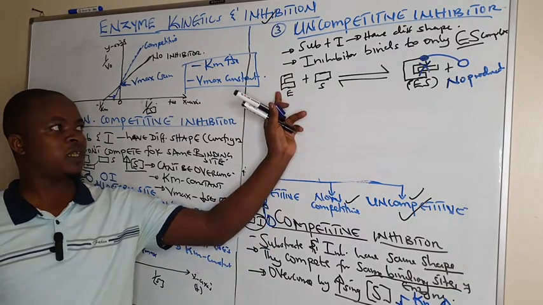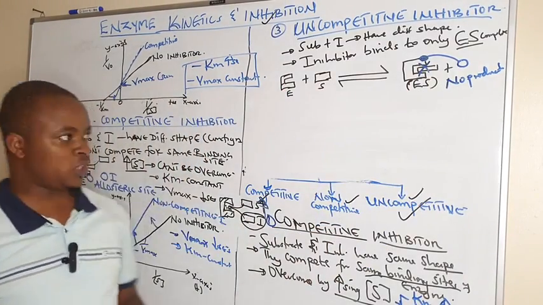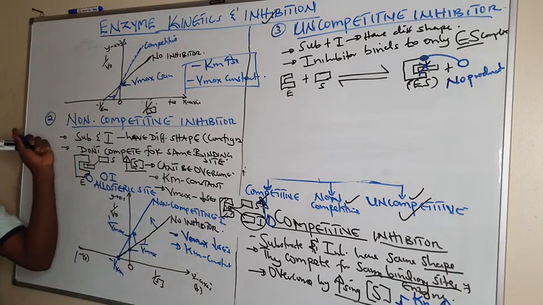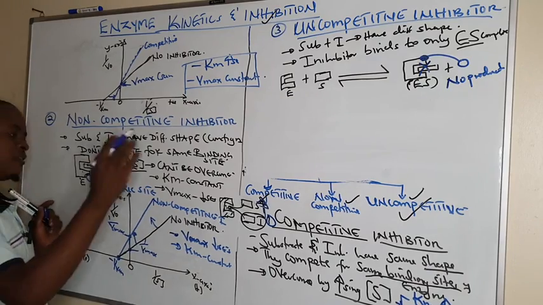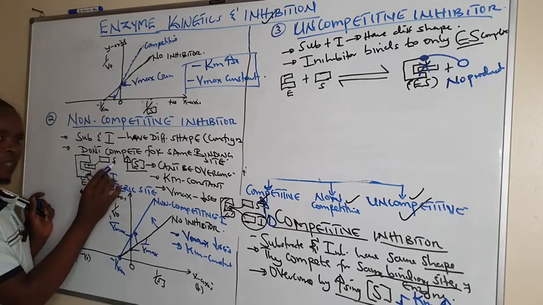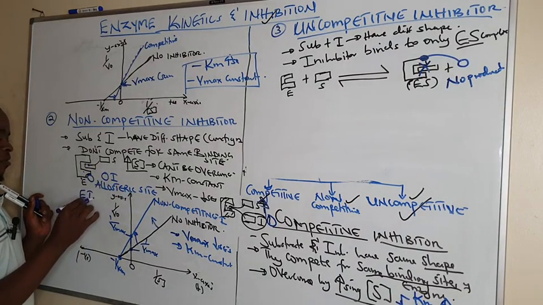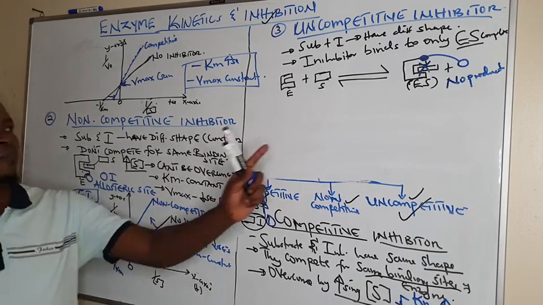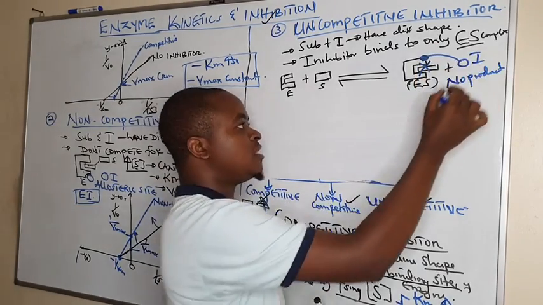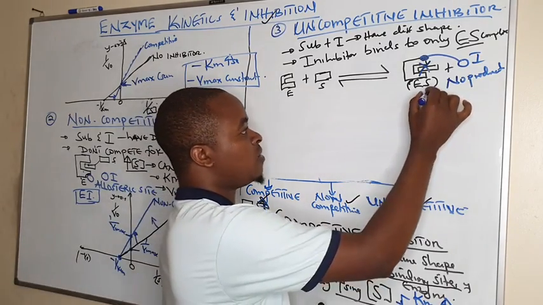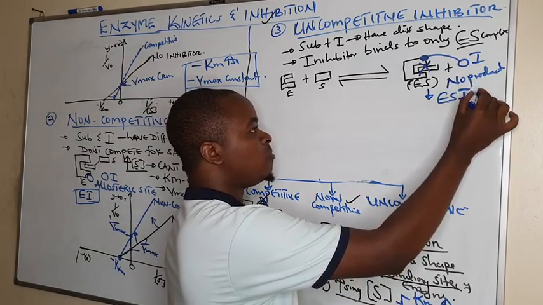So it does not bind to the enzyme, but binds only to the enzyme substrate complex, which is different from non-competitive. For non-competitive, they both bind to the enzyme. So the one which binds can form either the enzyme substrate complex if the substrate has bound, or the enzyme inhibitor complex. But here we are getting the binding of the inhibitor after enzyme substrate binding, to form the enzyme substrate inhibitor complex.